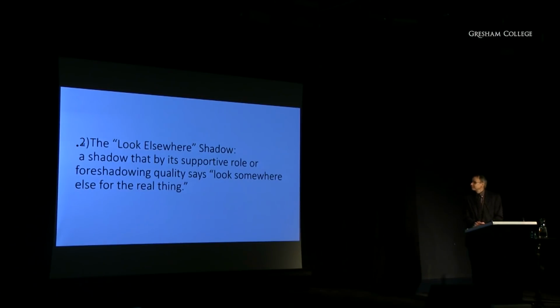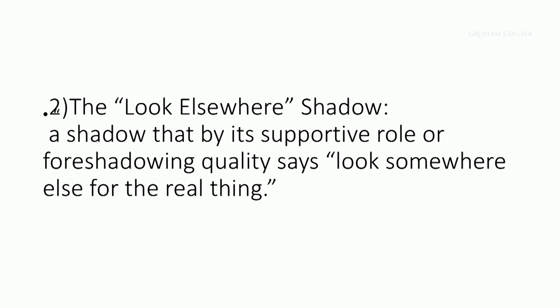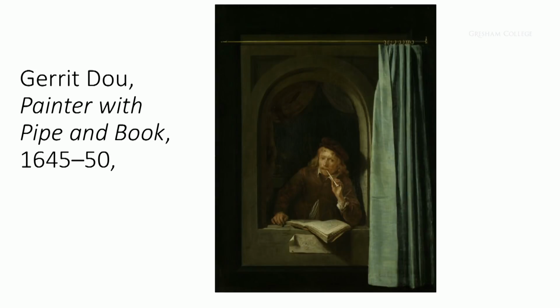If we move on to our second shadow, the look-elsewhere shadow, it's the shadow that really is dealing with most of the ordinary shadows that we see in painting and that we tend to discard because we're really looking at the object that these shadows reinforce. It's a shadow that by its supportive role or foreshadowing quality says, look somewhere else for the real thing. These shadows, of course, are very important if you're doing any kind of trompe-l'oeil painting, so that the shadows here, under the book or of the man's hat, make it look like he's projecting into space. But once again, it's showing us how convincing it is that this painting jumps out at us.